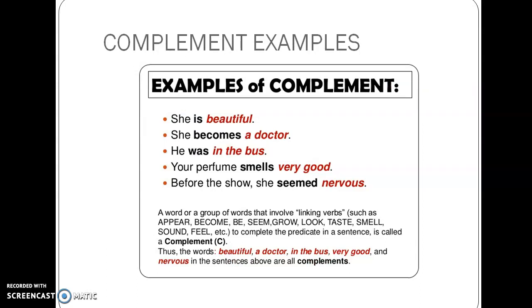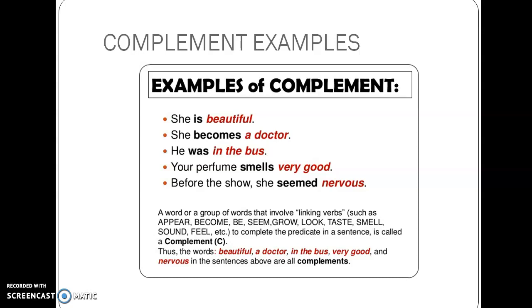Let's see some complement examples first. Examples of complement. She is beautiful. What is the complement here? Beautiful. She is the subject, is the verb, and which word is completing the meaning of is? Beautiful. She becomes a doctor. A doctor is adding meaning to the verb becomes.